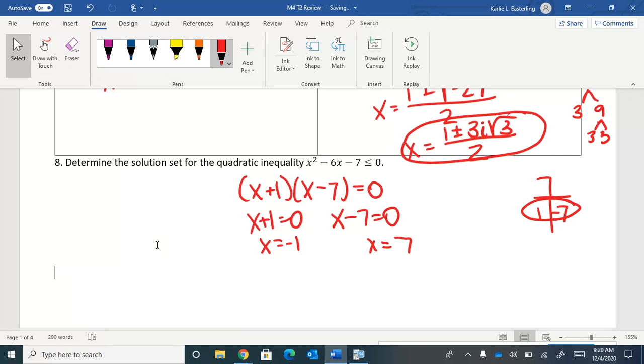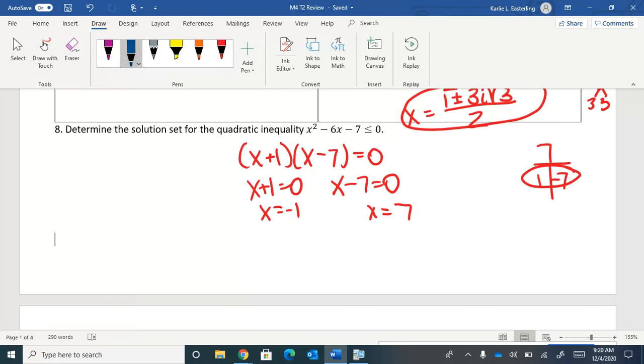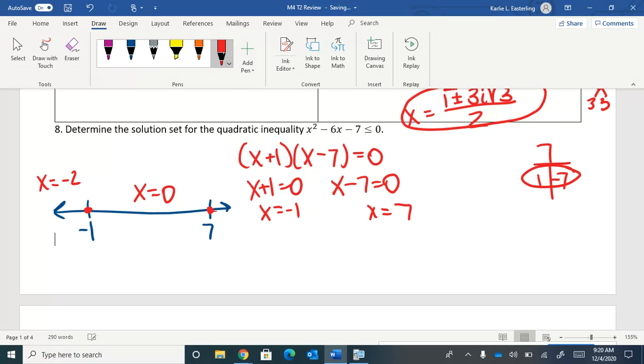So at this point is where you would make your number line, which I'm going to do over here to the left. And you're looking at negative 1 and 7 are the zeros of this parabola. Now, what I would tell you to do is pick a number to the left, pick a number in between, which I would choose 0, and then pick a number to the right. When I plugged these in, I got 9, negative 7, and 9. And then you go back to the original equation. So these are less than or equal to 0.